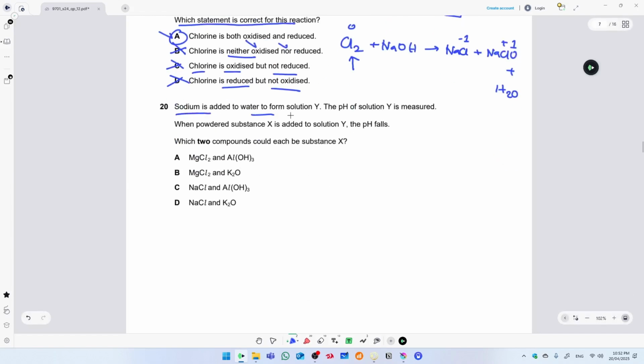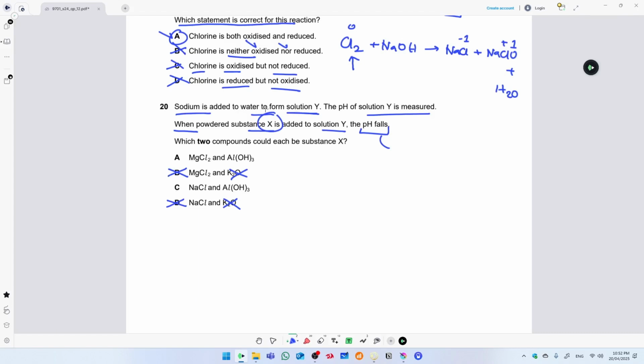Sodium is added to water to form solution Y. The pH of solution Y is measured. When powdered substance X is added to solution Y, the pH falls. So it becomes more acidic when X is added. So X has to be something that is acidic. So K2O is wrong. So B and D are not possible answers. It's either A or C.